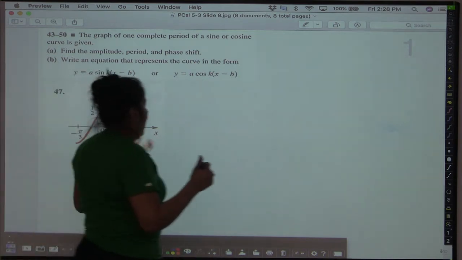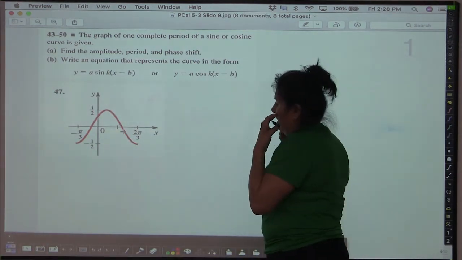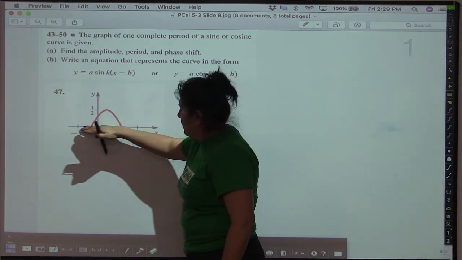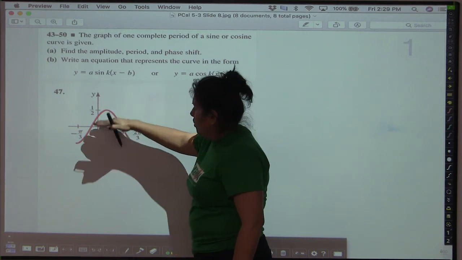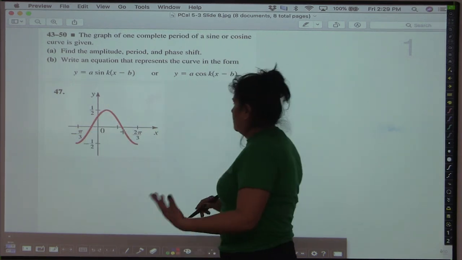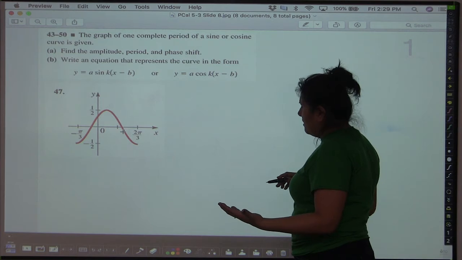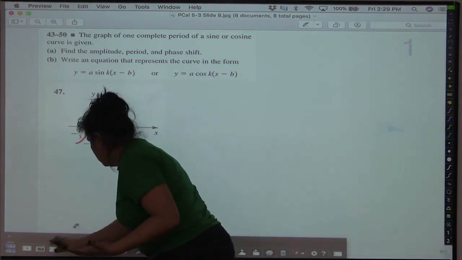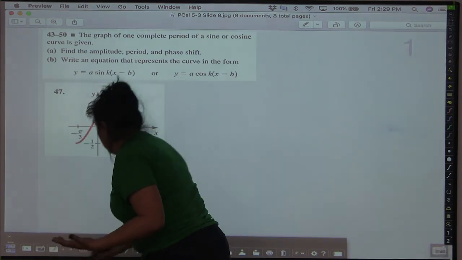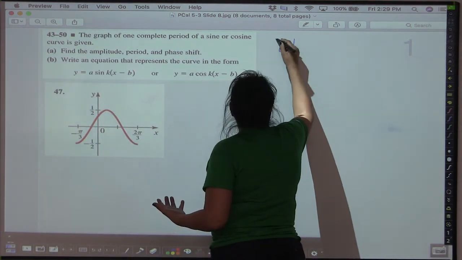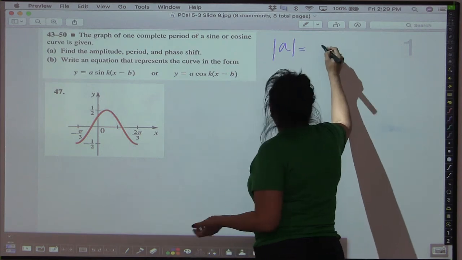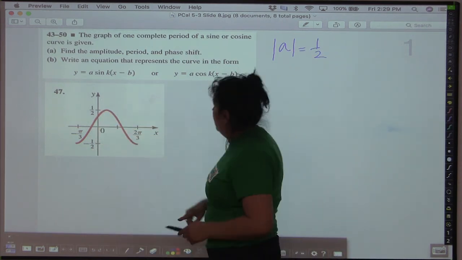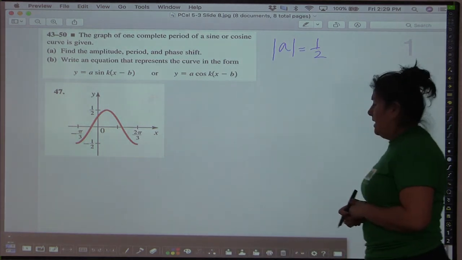So I gotta figure out what A is, what B is, what C is, if there's a D value. There's no D value because you can tell that the middle of the graph is right here, so it's equally divided above and below. So it's not gonna have a D value. But as far as the A value, it is 1/2, because you can tell that the graph oscillates between positive 1/2 and negative 1/2. So your A value is going to be 1/2.